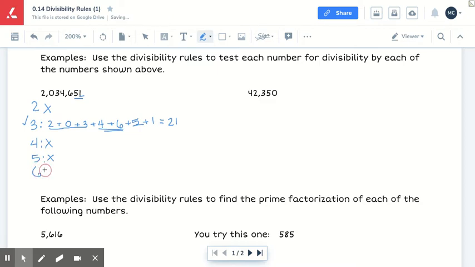For 6, it has to have a check mark on both 2 and 3. It has a check mark on 3, but not 2. So it's not divisible by 6.